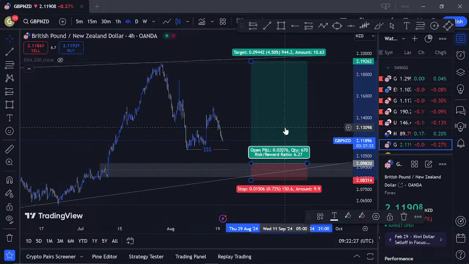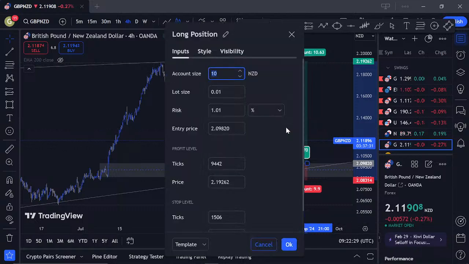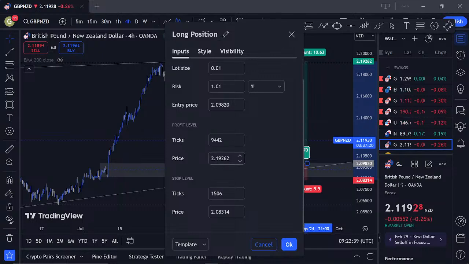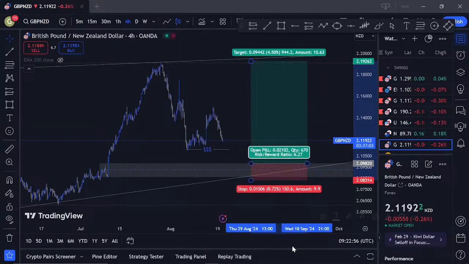So now here's my buy entry on GBP NZD. So buy entry on GBP NZD is at 2.09820. That's the entry. That's what we are looking forward to buy from. Now our profit target is actually 2.19262. That's where we are actually targeting our TP level. And then our stop loss is actually 2.08314. So now here's every single detail spread out here for you to actually see.